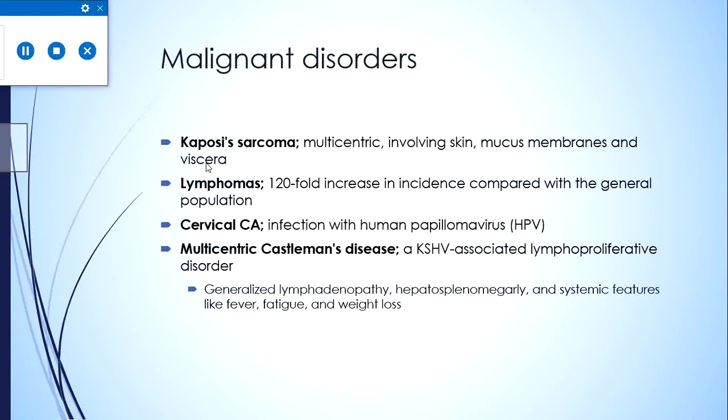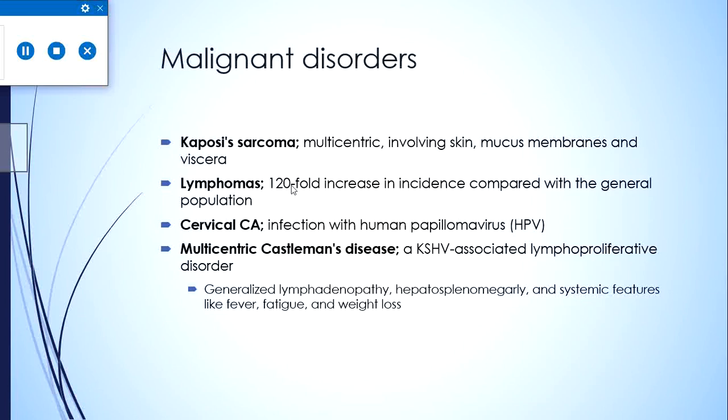Then the common malignant disorders which are encountered in HIV-infected patients. Number one is Kaposi sarcoma. It is a multicentric malignant disorder of the cardiovascular system. Kaposi sarcoma is caused by infection with human herpes virus 8.